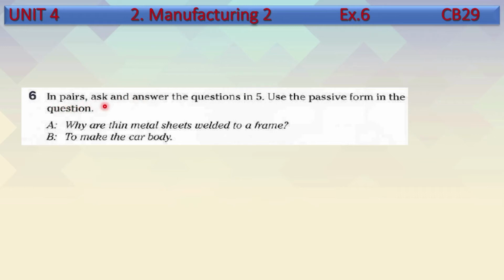In pairs, ask and answer the questions in 5. Use the passive form in the question. We have an example here. Why are thin metal sheets welded to a frame? And the answer is to make the car body. As you can see, this is a speaking task. So make the questions and the answers, then practice with anybody at home. But before you do the task, let's look at how the questions are formed.